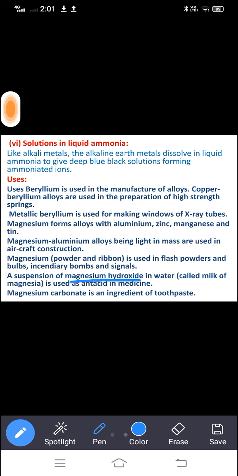Then magnesium hydroxide, we discussed in the lower class in grade 10. It is an antacid. So it comes from the alkaline earth metals only. Then magnesium carbonate is used as an ingredient in toothpaste also.